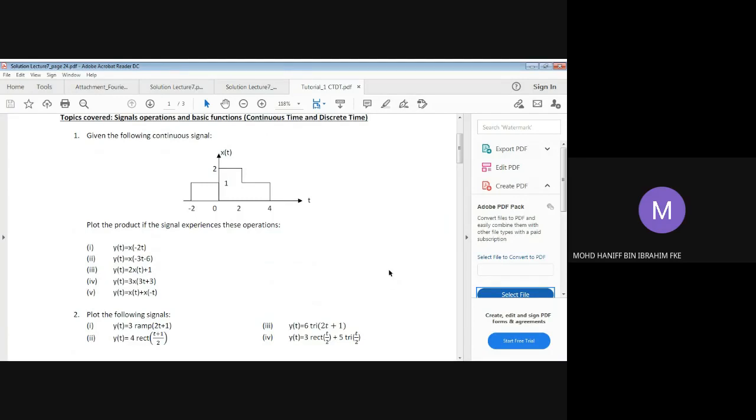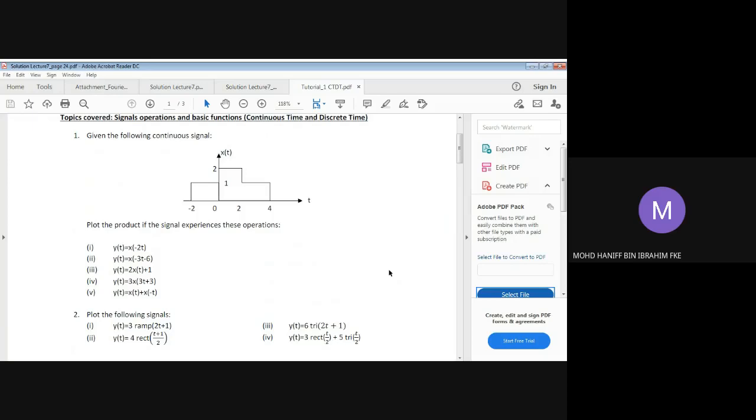So basically for question 1, it's nothing much. It's just operations on signals: shifting of time, scaling of time, reversal of time, and then we have amplitude transformations, scaling, reversal, and shifting. So there's nothing much to be worried about in this question 1. Hopefully you can understand that.